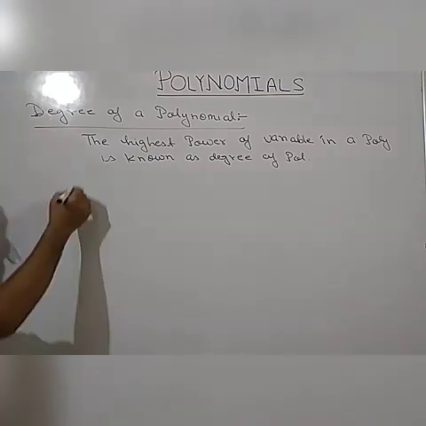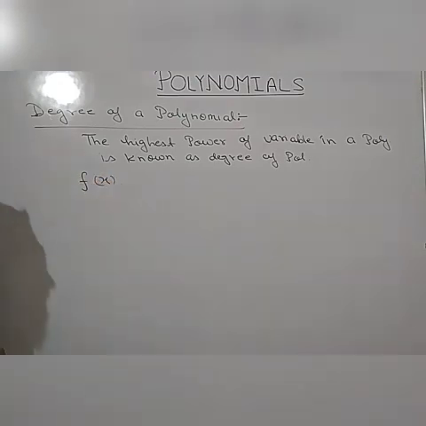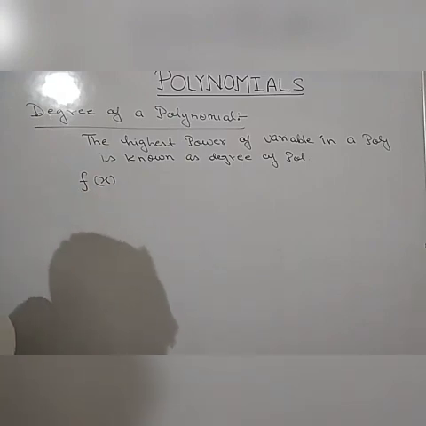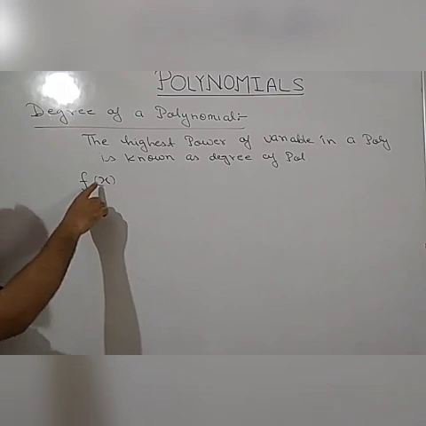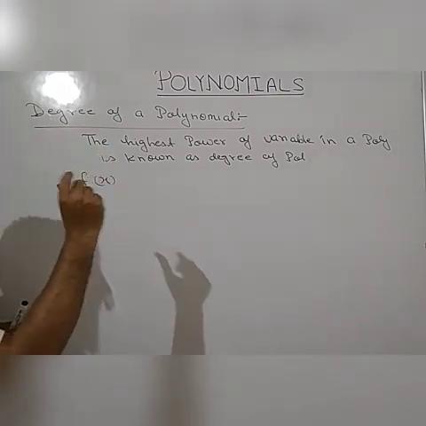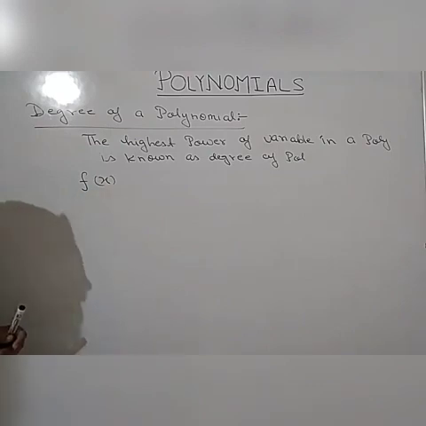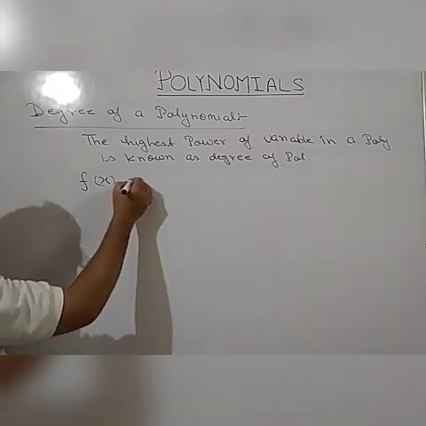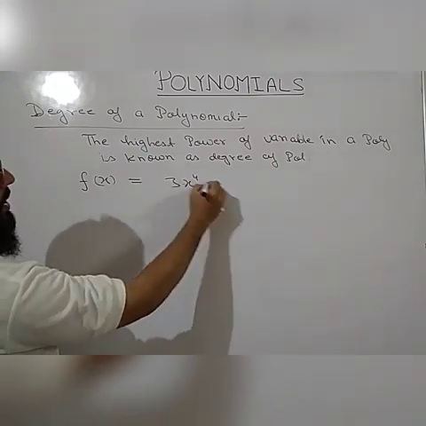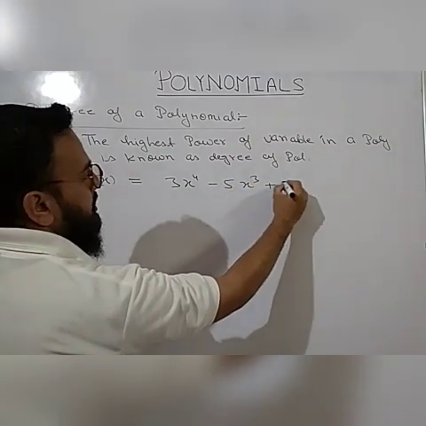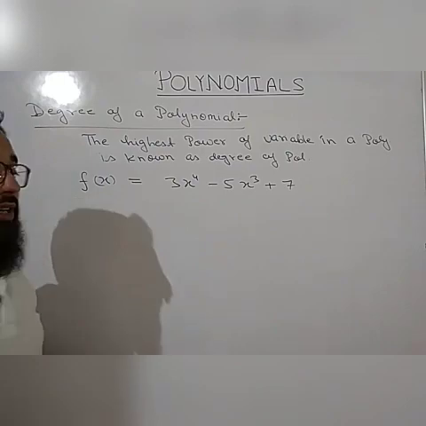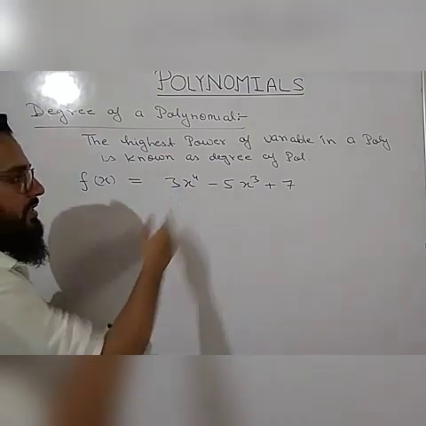For example, if we are given a polynomial f(x). One more thing: a polynomial is generally expressed in the form f(x) or g(x) or h(x), because the polynomial is in terms of the variable x, so we represent it as f(x) or g(x) or h(x). So let a polynomial be given, f(x) = 3x^4 - 5x^3 + 7. When we have to find the degree, if any algebraic expression is given, first we have to check whether it is a polynomial or not.